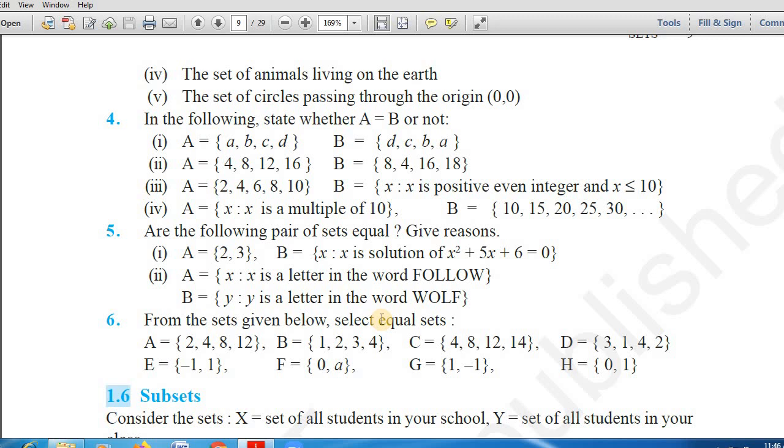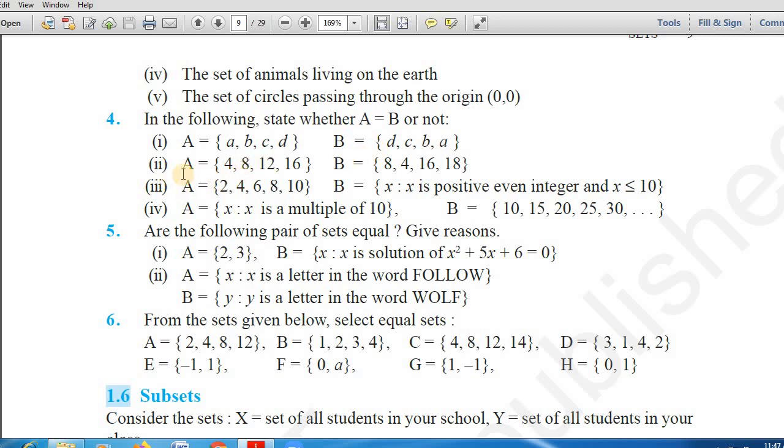Let's look at equality. Example number 4. A is given here comprising 4 elements, a, b, c, d. B is another set which comprises d, c, b, a. This is example number 1, these two sets A and B. So here obviously A equal to B, because A and B comprise the same elements.